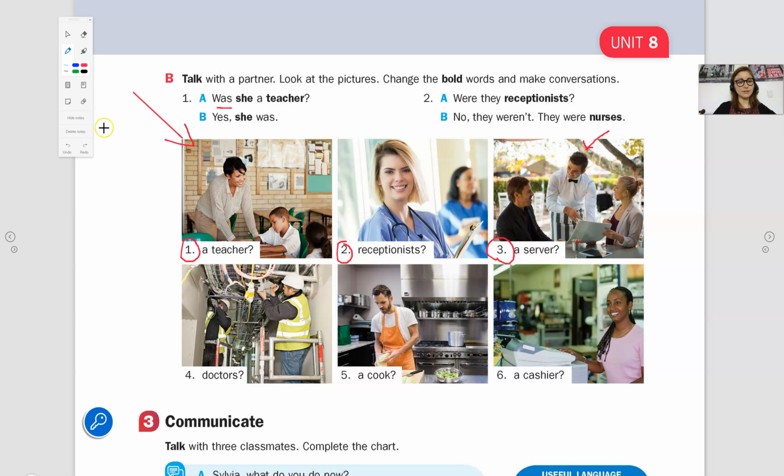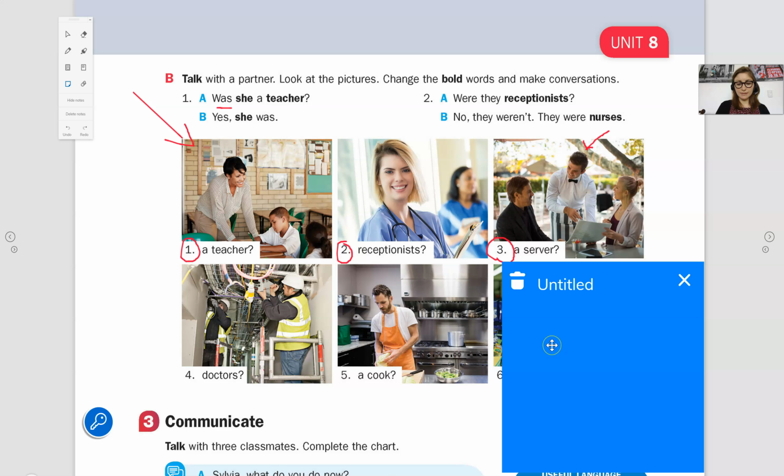Okay, so what you're going to do for homework here is on page 99, you will complete number 4 to 6 and send it to me. All right, so go ahead and complete those, number 4, 5, and 6, and send them to me. You're going to write the question and the answer. All right, so write question and answers.